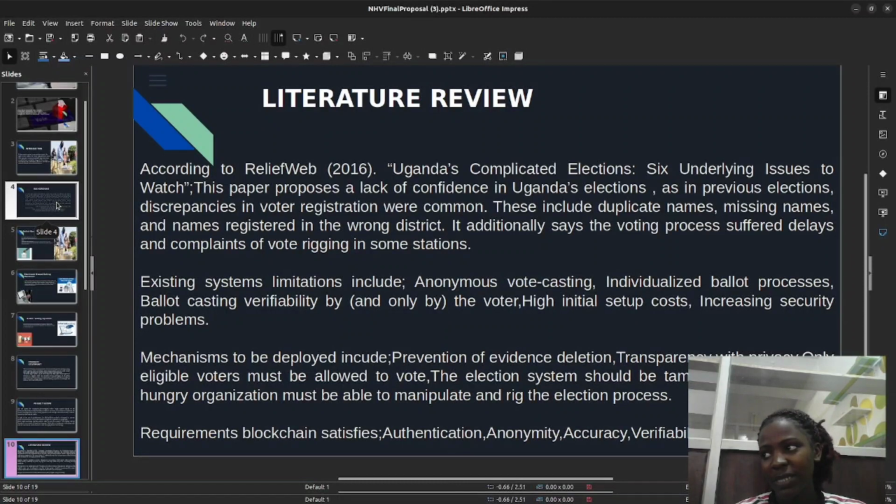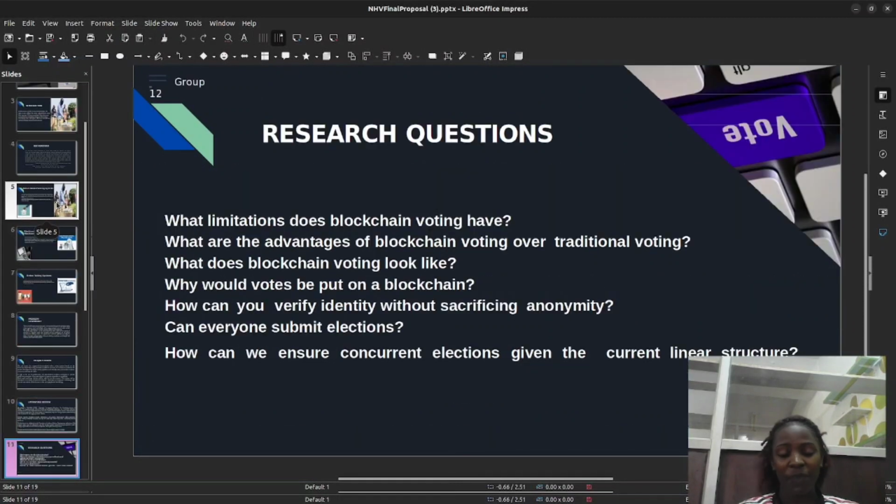Yeah. So after carrying out our literature review, we came up with a number of research questions that we used as a basis for our project. Number one, what limitations does blockchain voting have? Then, what are the advantages of blockchain voting over the traditional voting systems that have been mentioned earlier by my friends? Then, what does blockchain voting look like? Then, why would votes be put on blockchain?